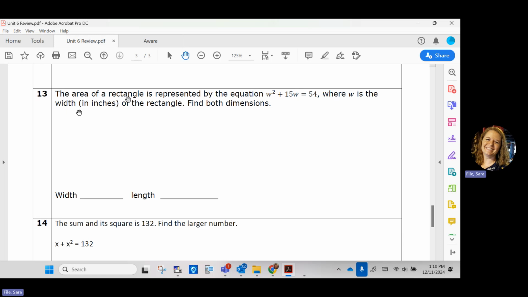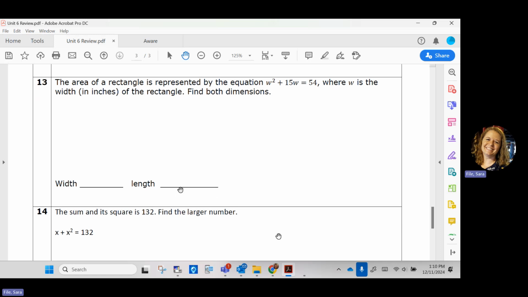Okay, and it's in inches, square inches for the area. So we need to solve this for W to get the width. And then once you know the width and the area, which we do, you would just divide. Whatever the width is, you would divide that out of the area to get the length. Because length times width is area. So area divided by width is length.